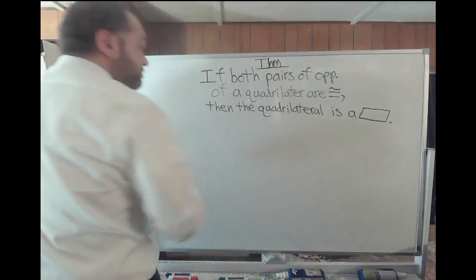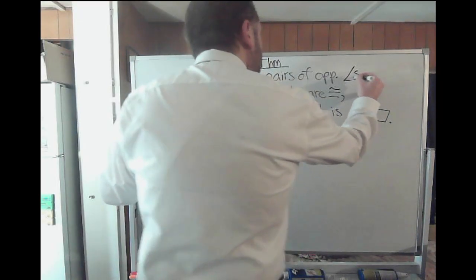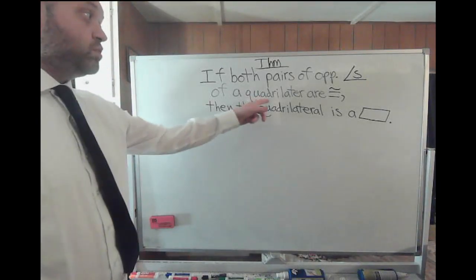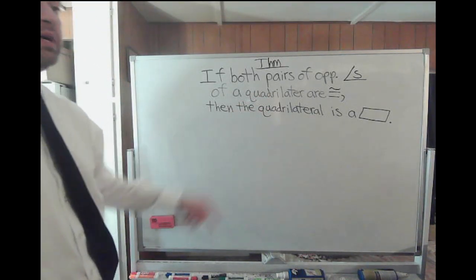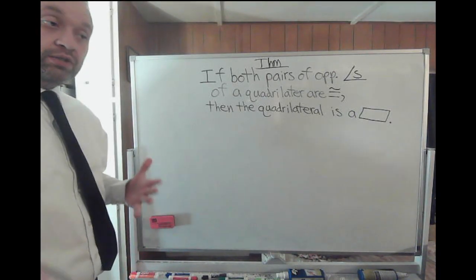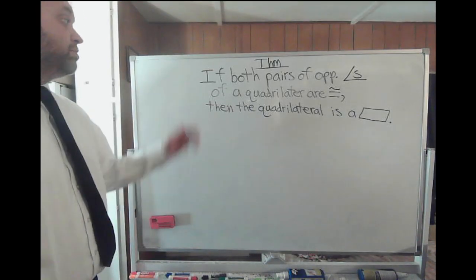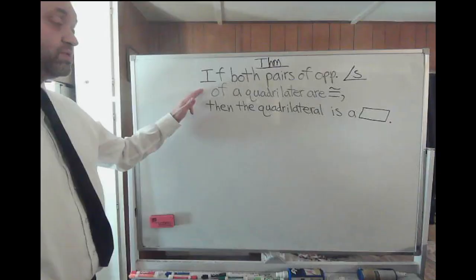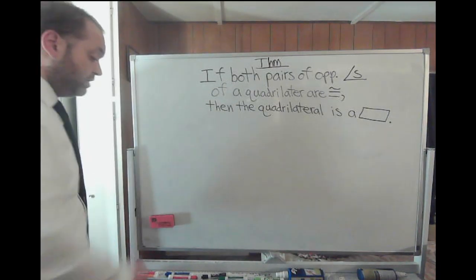Let's move on to the next theorem. This theorem is that if both pairs of opposite angles of a quadrilateral are congruent, then the quadrilateral is a parallelogram. So yesterday we also talked about how in a parallelogram both pairs of opposite angles are congruent to each other. Well, here we have the converse. If both pairs of opposite angles of a quadrilateral are congruent, then the quadrilateral is a parallelogram.